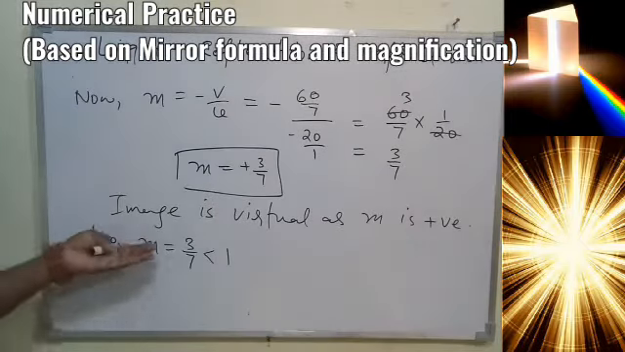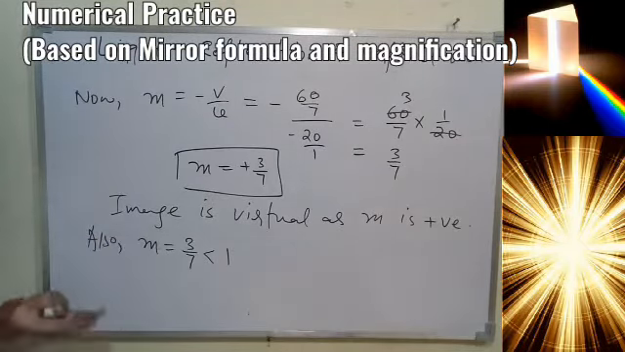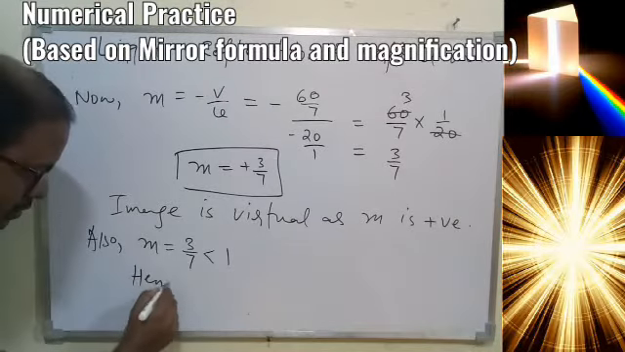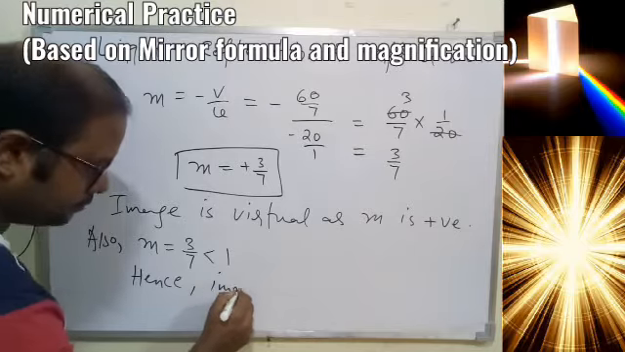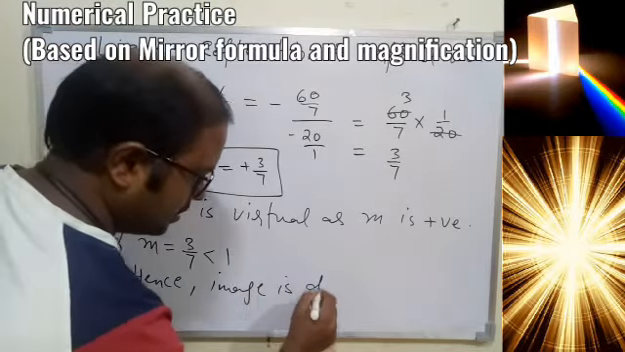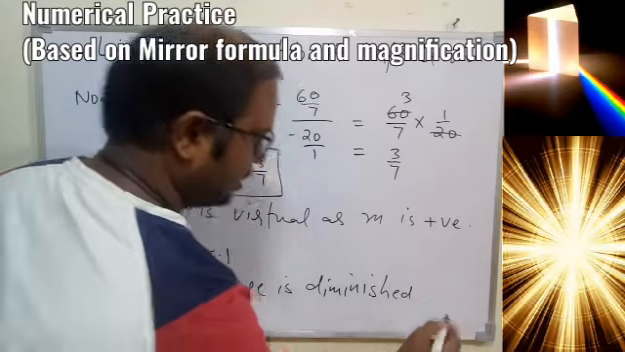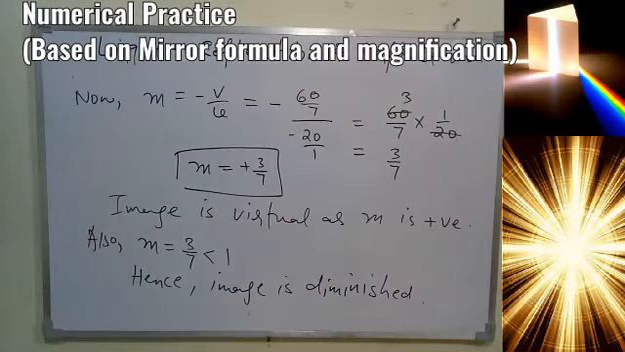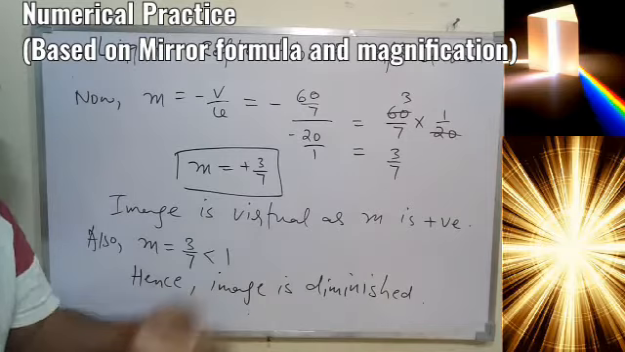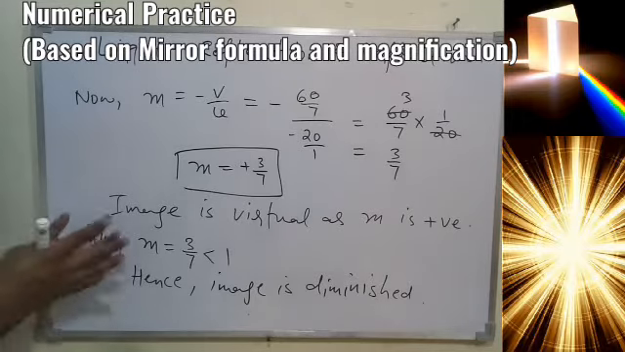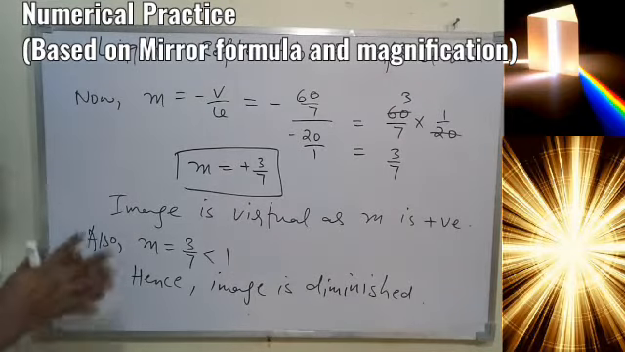If you understood, your numerator is less than the denominator, so it is less than 1, hence the image is diminished. So we know that all the time when we have a convex mirror, the image will come virtual, it will always be smaller in size, and the image distance can vary depending upon the position of the object and the focal length of the convex mirror.